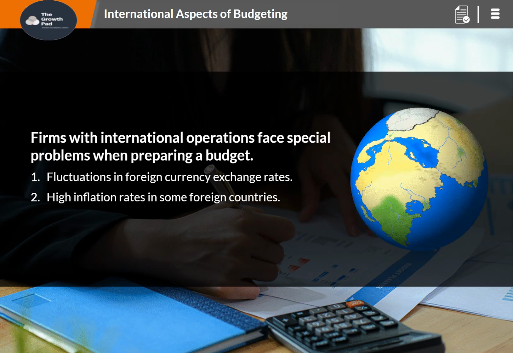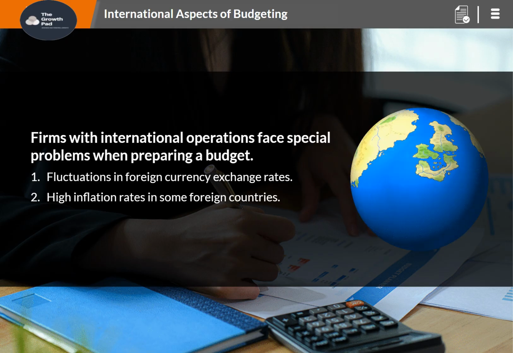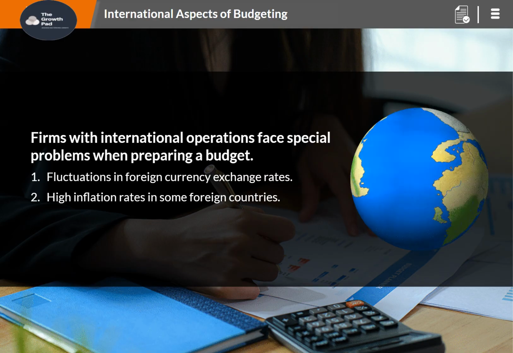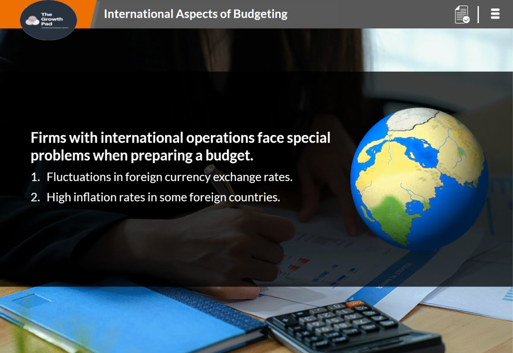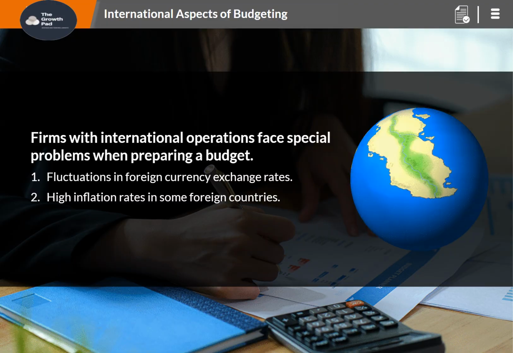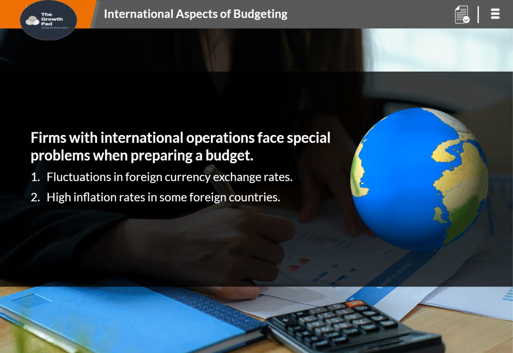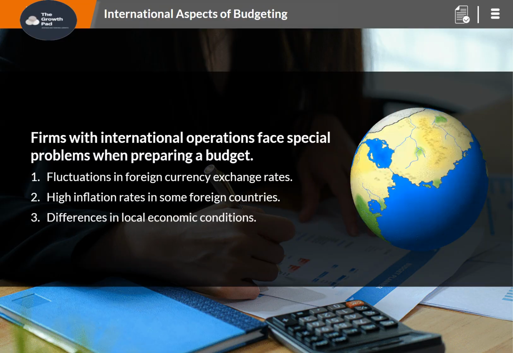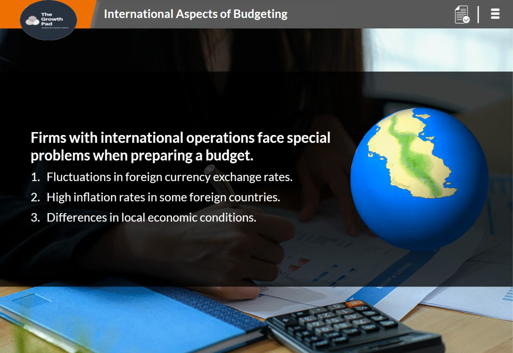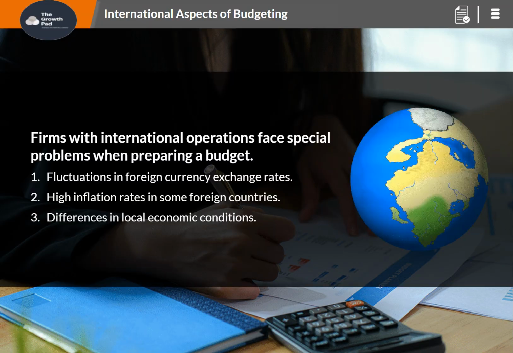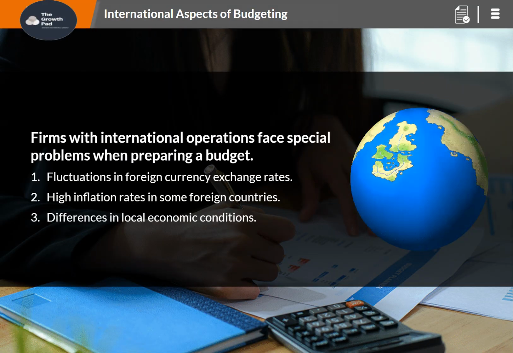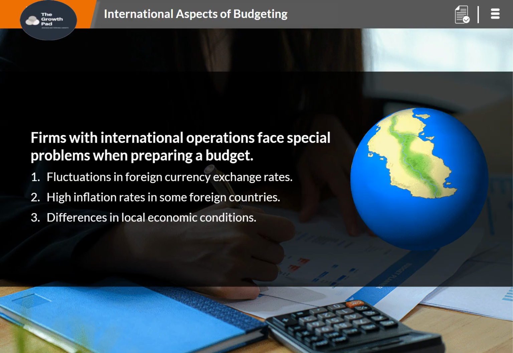While the United States has experienced periods of high inflation, some foreign countries have experienced hyperinflation, sometimes with annual inflation rates well over 100%. Predicting such high inflation rates is difficult and further complicates a multinational's budgeting process. Finally, the economies of all countries fluctuate in terms of consumer demand, availability of skilled labor, laws affecting commerce, and so forth. Companies with offshore operations face the task of anticipating such changing conditions in their budgeting processes.